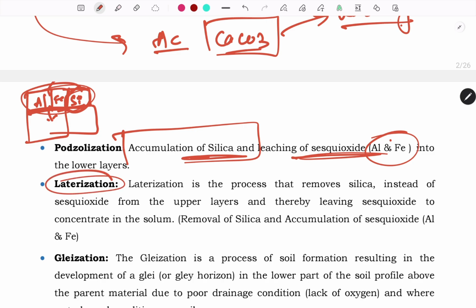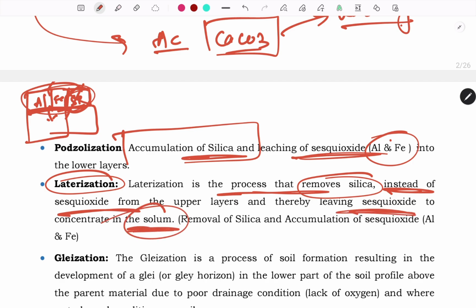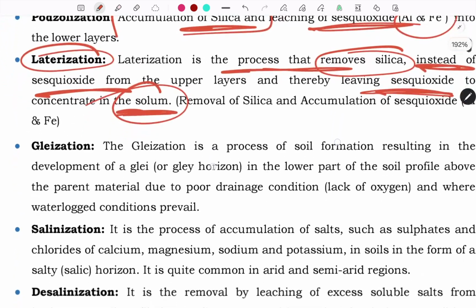And laterization is almost the reverse of podzolization. Laterization is a process that removes the silica. Silica gets leached instead of sesquioxides in the upper layers, thereby leaving these sesquioxides concentrated in the soil. We'll see the soil profile later. In laterization, silica gets removed and these sesquioxides remain on the upper layer. That's what laterization means.